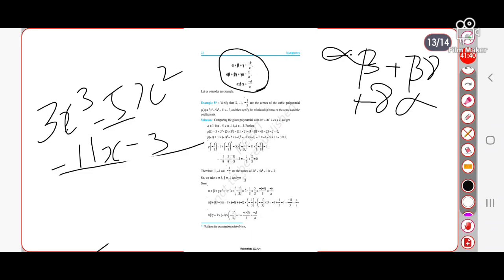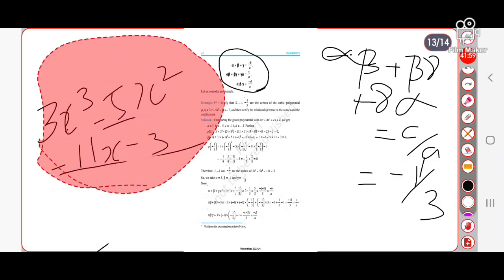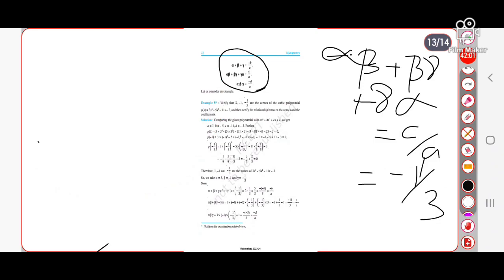Substituting, this is equal to c by a, right? C by a, that means the value should be minus 11 by 3. What we have to do, the alpha value we know that it is 3, beta value is minus 1, gamma value is minus 1 by 3, right? Yes, again merely we need to substitute and check whether the thing which we given is true or not.